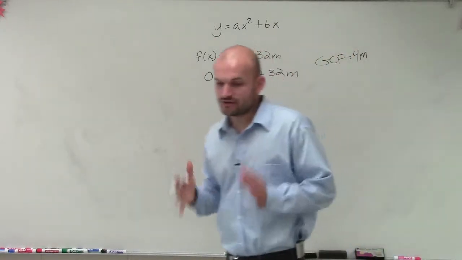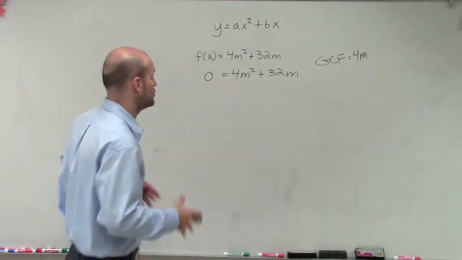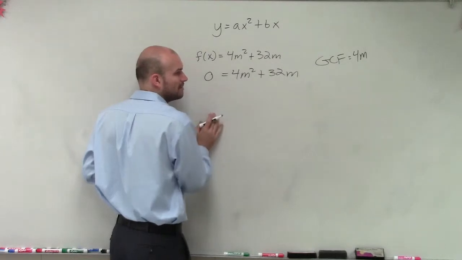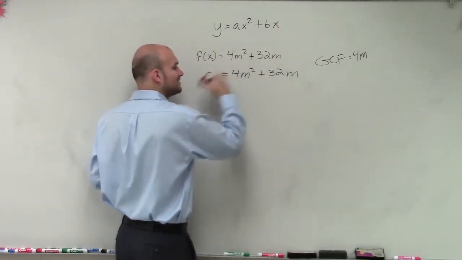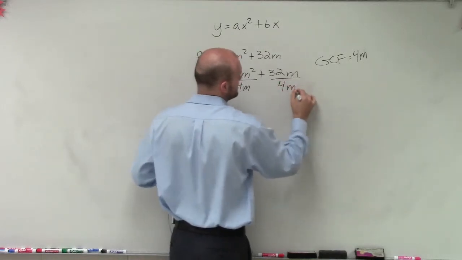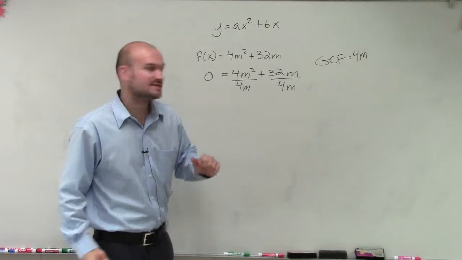And you can always double check your GCF by saying, can I divide out a 4m out of both of these expressions? Well, you can definitely divide a 4m out of here, and you can divide a 4m out of 32. So factoring out is the same thing as dividing out. Sometimes I'll write it like this. And what you're doing is dividing each term by your GCF.